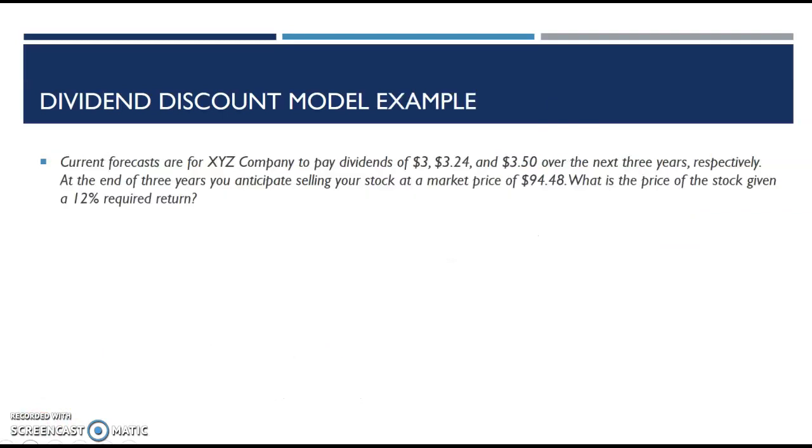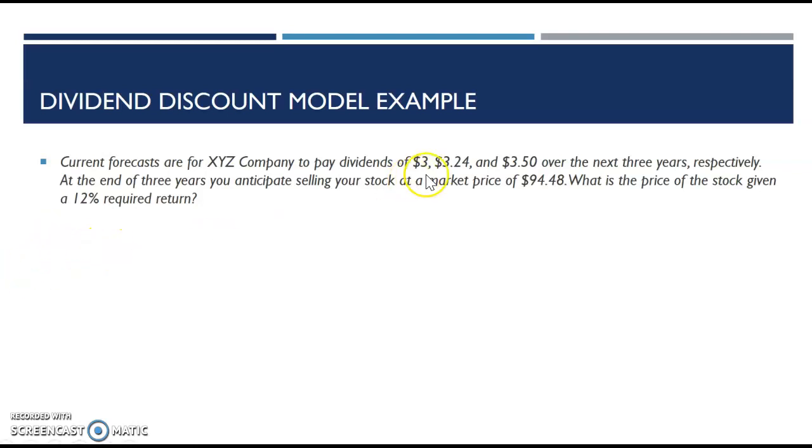So let me show you an example of this. Current forecasts are for XYZ company to pay $3, $3.24, and $3.50 over the next 3 years, respectively. So their dividend in 1 year is going to be $3. The following year, their dividend in year 2 will be $3.24, and then their dividend in year 3 will be $3.50. We also anticipate selling the stock in 3 years' time for roughly $95. What is the price of the stock given a 12% required rate of return?